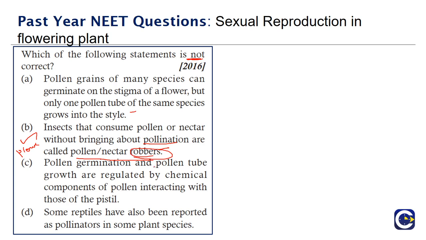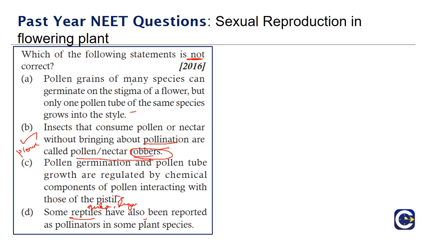Pollen germination and pollen tube growth are regulated by chemical components of pollen interacting with those of the pistil. Yes. If chemical regulation does not occur, there will be no growth of pollen grain at all. So this is correct. Some reptiles have also been reported as pollinators in some plant species. Yes, geckos and lizards have been reported to cause pollination in some plant species. So this seems to be the doubtful one.